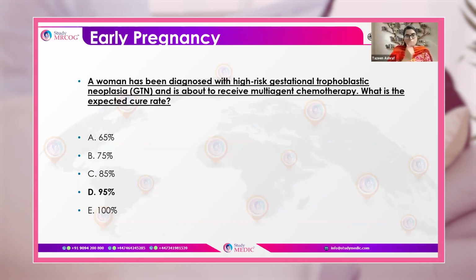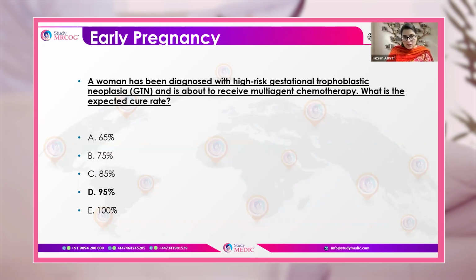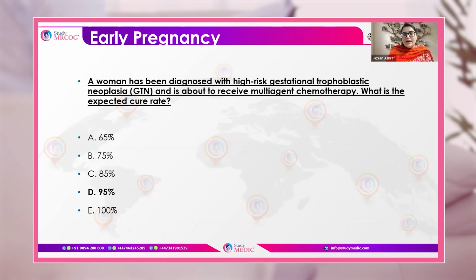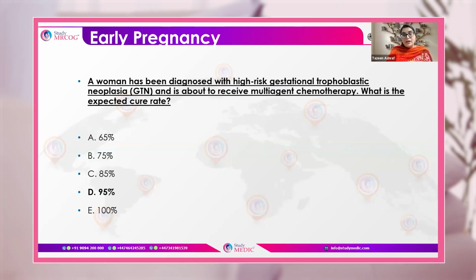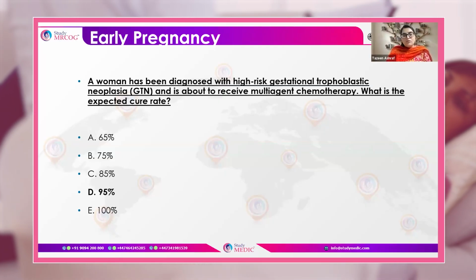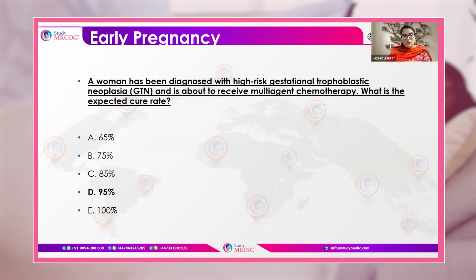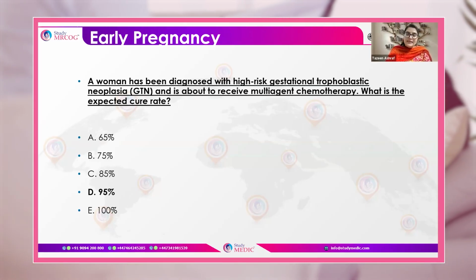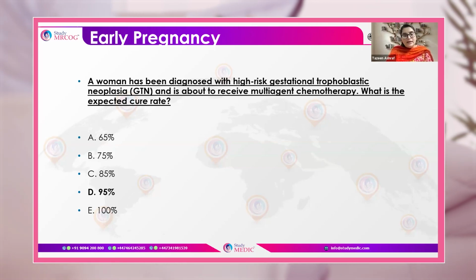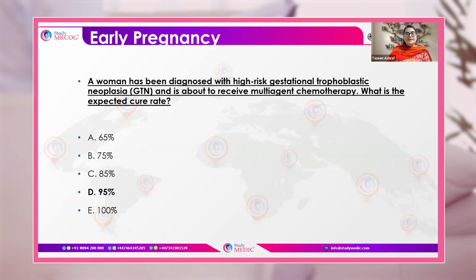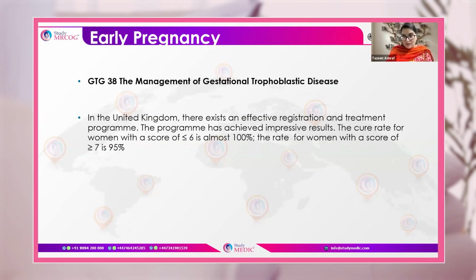Here the exam question comes: a woman has been diagnosed with a high-risk gestational trophoblastic neoplasia and she is about to receive multi-agent chemotherapy. What would be the expected cure rate? We should know the cure rate with single agent chemotherapy and the cure rate with multi-agent chemotherapy. With the single agent, it is 100%, and with the multi-agent, it is 95%.